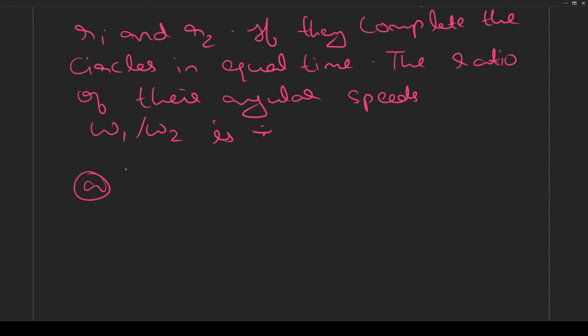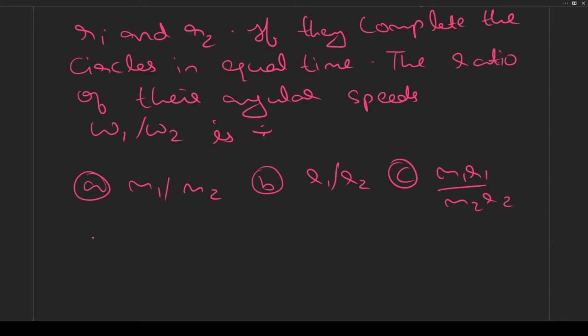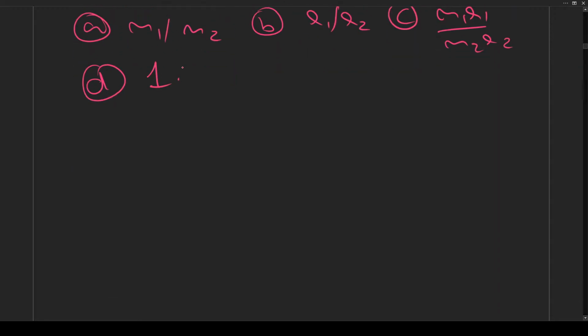Options: A is m1 by m2, B is r1 by r2, C is m1 r1 by m2 r2, D which is 1. They're saying that they complete circles in equal time, meaning time periods are the same. Solution, they're asking angular velocities here, not velocities.